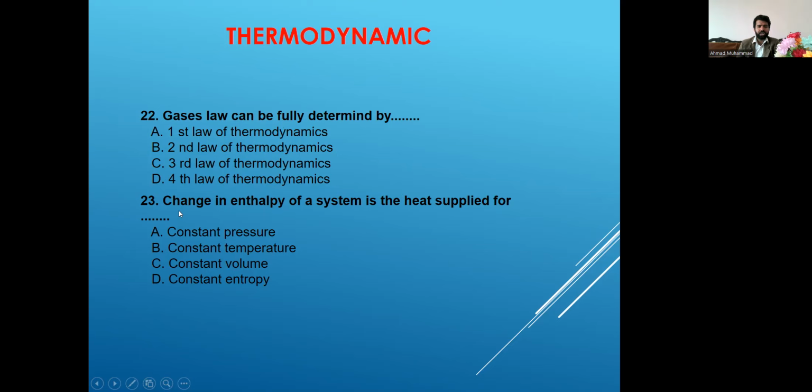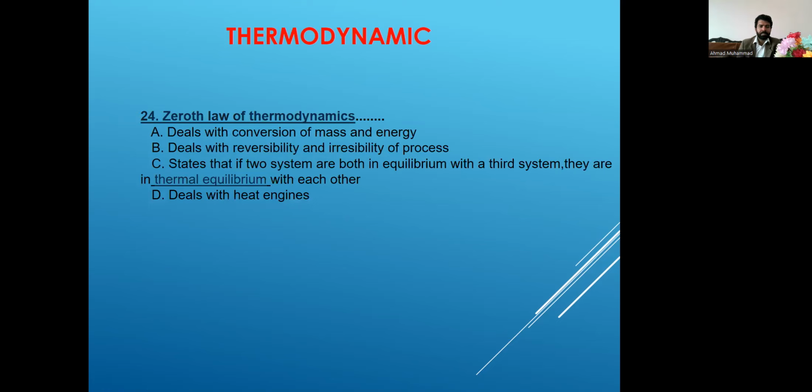So the change in enthalpy of a system is the heat supplied for constant pressure. Option A is the correct option. Change in enthalpy of a system is the heat supplied for constant temperature, constant pressure.